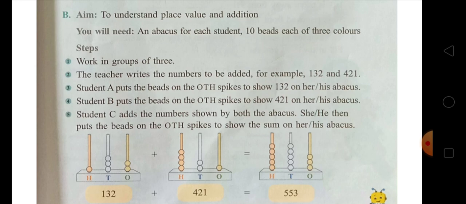So when we add ones, that is 2 plus 1, that is 3. And when we add tens, there will be 3 plus 2, 5. And when we add hundreds, 1 plus 4 equal 5. So the number will be 553.